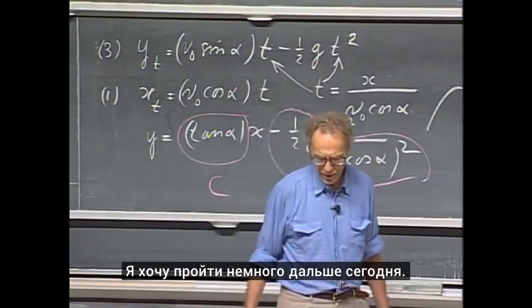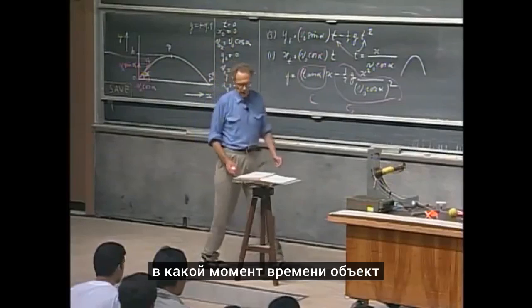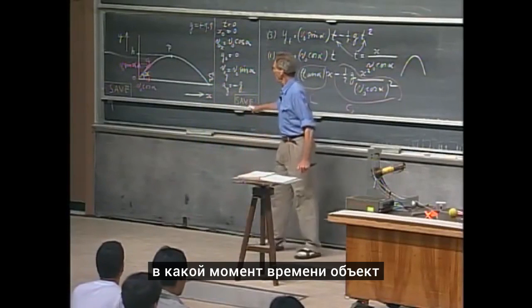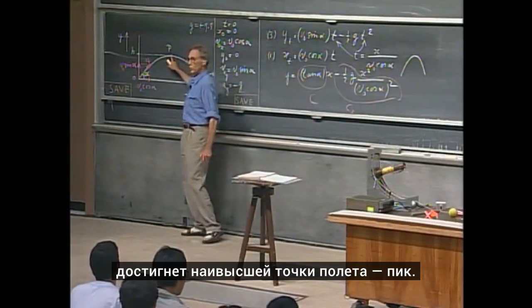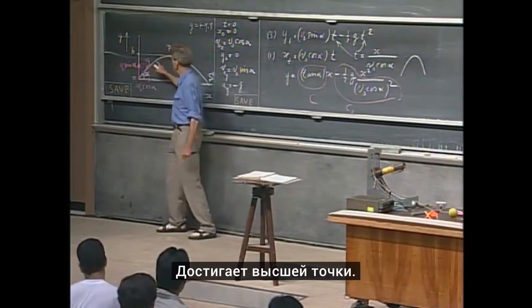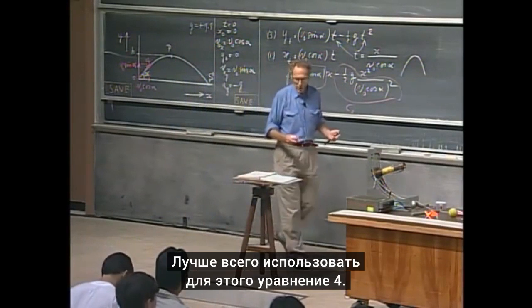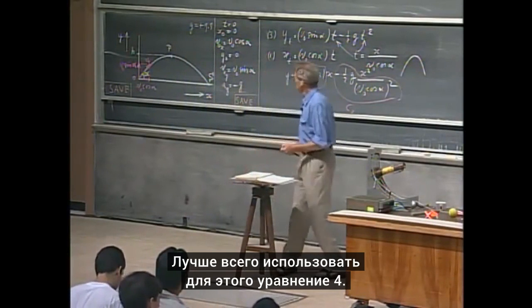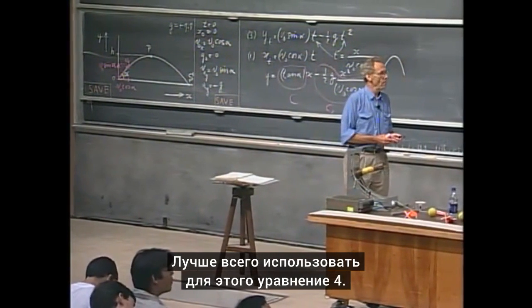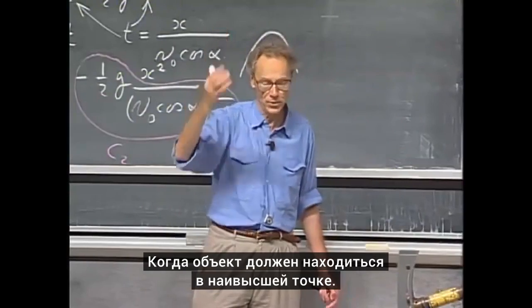Now I want to massage this quite a bit further today. I would like to know at what time the object here comes to a halt, to its highest point. It comes to a halt in the y direction, it comes to a highest point, and I want to know how high that is. Well, the best way to do it is to go to equation 4 and to say to equation 4, when are you 0? Because that is the moment that the velocity in the y direction becomes 0. It must be at its highest point then.